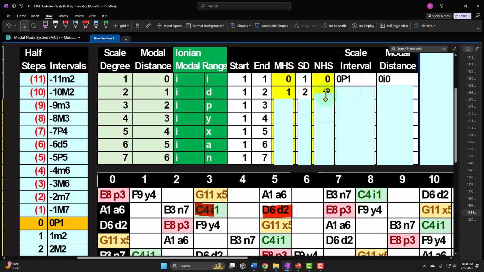And so the note half steps would be 2. So it takes 2, which would be continents and oceans. What do we call that? We call that a 2 note away major second.